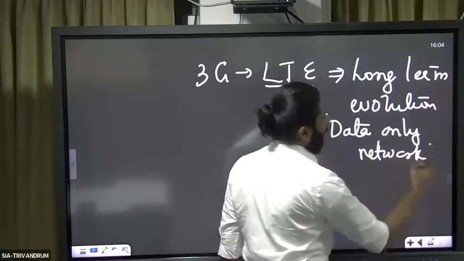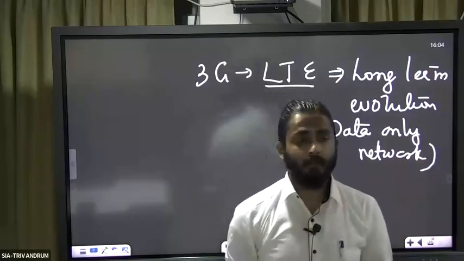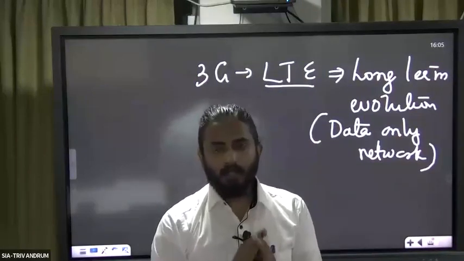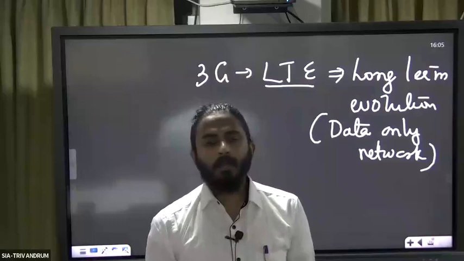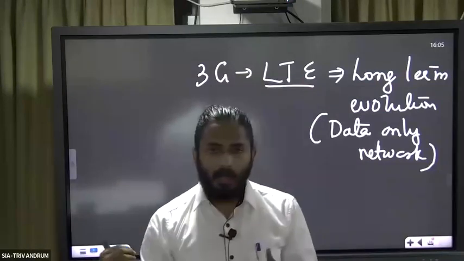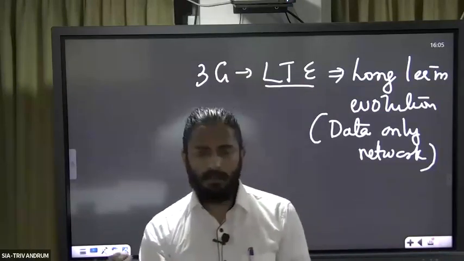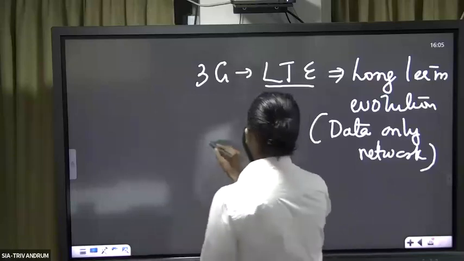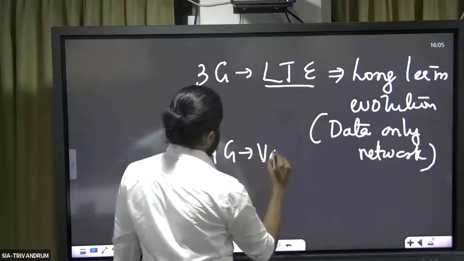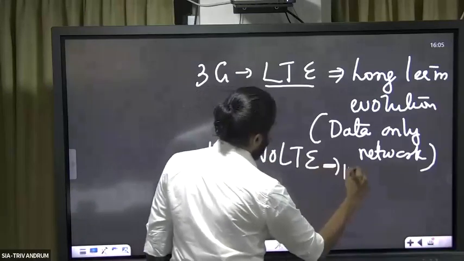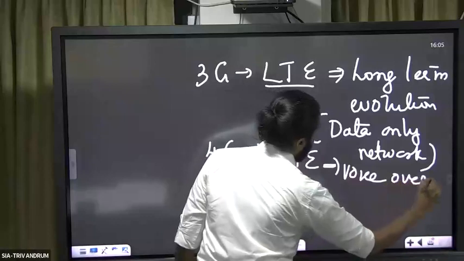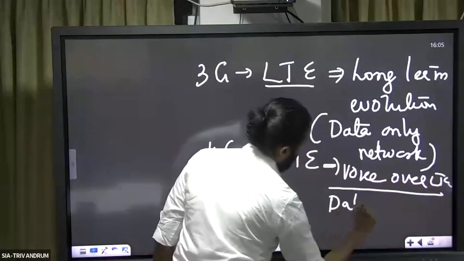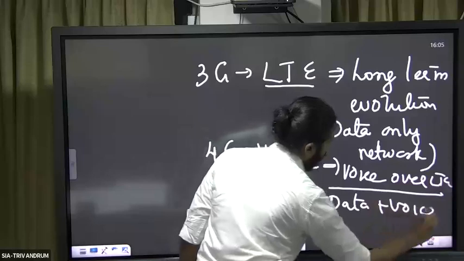So if we are using, that is actually 3.9G, an upgraded version of 3G, LTE, long-term evolution. Here, if you are using this LTE, you will not be able to make calls. To make calls, we had to switch to older generations, maybe 3.5G or 3G. Then we developed 4G, which is VoLTE, that is voice over long-term evolution. Here, we are able to make data plus voice.